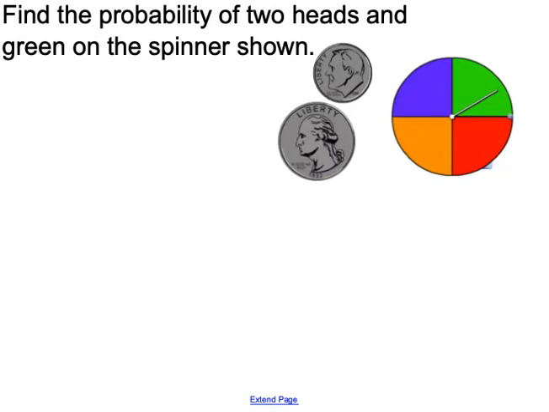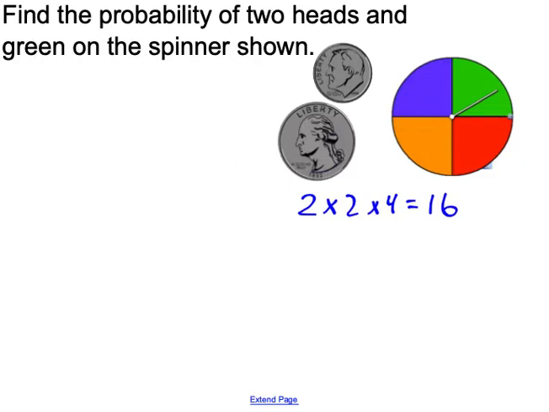Find the probability of 2 heads and green on the spinner shown. Okay. A couple of ways we can look at this. We got to think about the sample space. How many are in it? There are 2, 2, and 4. There are 16 total options in the sample space. Now 16 is not a very big number. We could list this, but maybe we can get our way around having to list it.